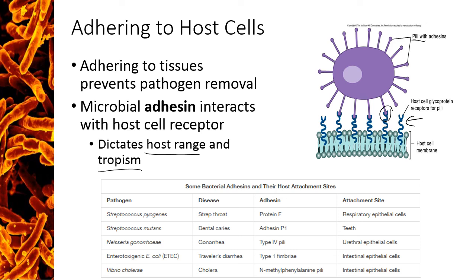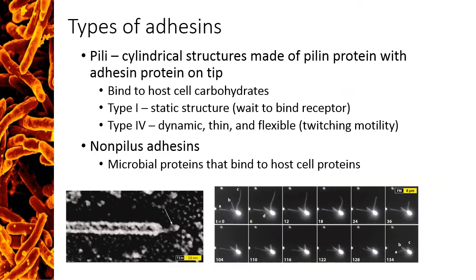We can see some of the bacterial adhesions in this table here. So Streptococcus pyogenes, which is the causative agent of strep throat, uses an adhesion called protein F to bind to the respiratory cells. That gives us its tropism. Whereas something like Vibrio cholerae uses a pili to bind to the epithelial cells because it's a gastrointestinal disease. So again, we see the tropism tied to what the adhesin protein is and what receptor that protein is going to interact with.